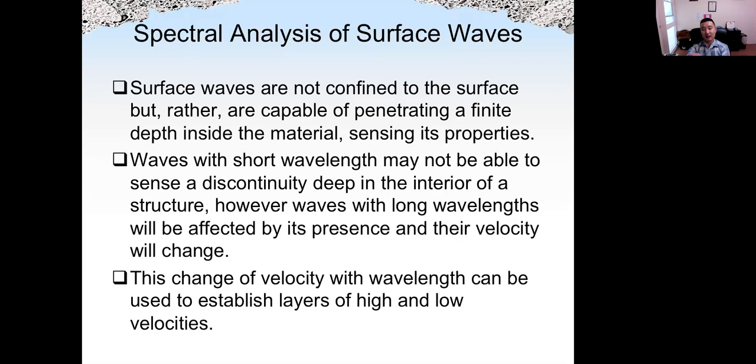So here we talk about a similar method. It's called spectral analysis of surface waves. The surface wave is also called the Rayleigh wave, R-A-Y-L-E-I-G-H. Remember last time when we talked about mechanical waves, we have the P wave, which is due to compression of the materials, and also the S wave or shear wave, which is due to elastic response to shear. And also we have the surface wave, or the Rayleigh wave.